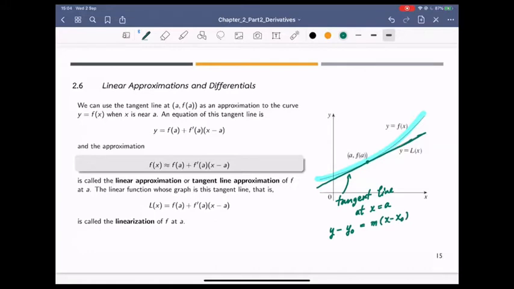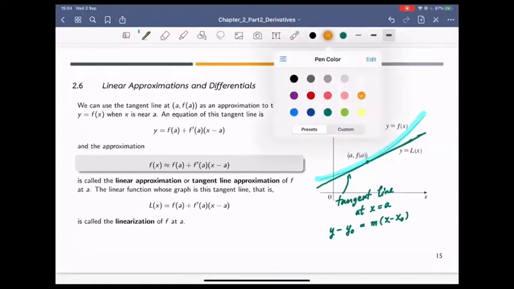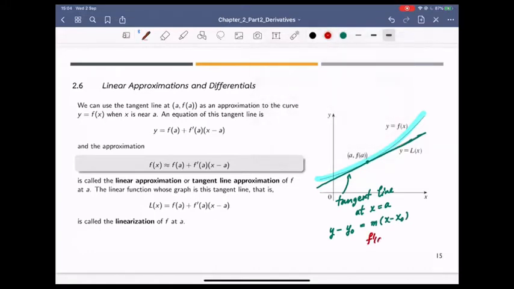So here, if you compute the derivative, you're going to get f prime of a. And if you plug in the value of x, which is a, in x naught, and then plug in the value of y, which is f(a) here, so it's going to be y minus f(a). And if you simplify a little bit, you're going to get this equation. So this is the equation of the tangent line at the point (a, f(a)), right?